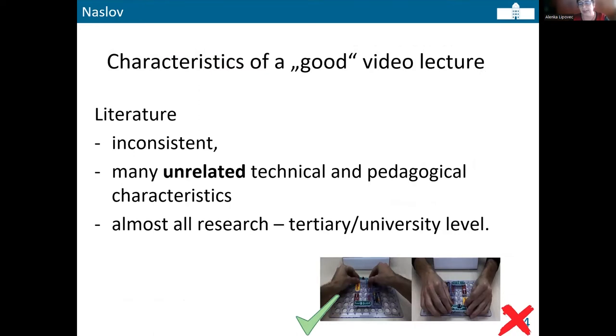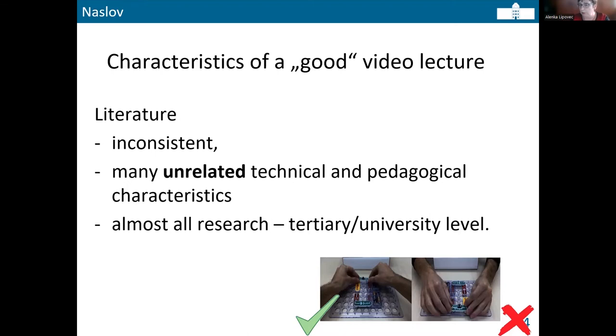In literature, we can find a lot of characteristics of a good video lecture. But the literature is very inconsistent. You will find an empirical research that says that something is good and one that says that something is not good. Then there are a lot of characteristics. I believe that we found more than 50 of them. They are unrelated. Some of them are more technical and some of them are more pedagogical. For pedagogical ones, you don't know what is the benefit in technical part. For technical part, you don't know what is the benefit in pedagogical part. And almost all research is done at university level.